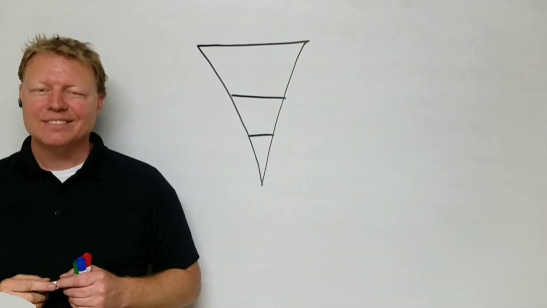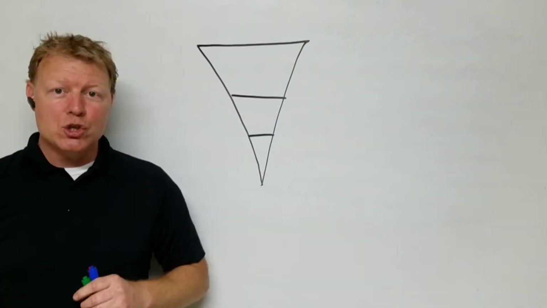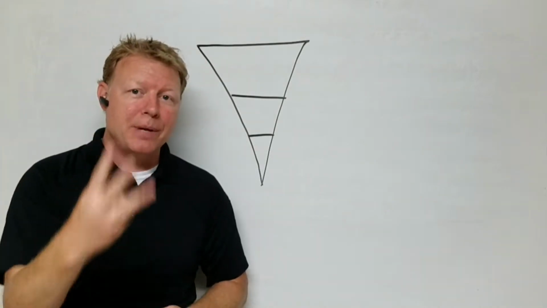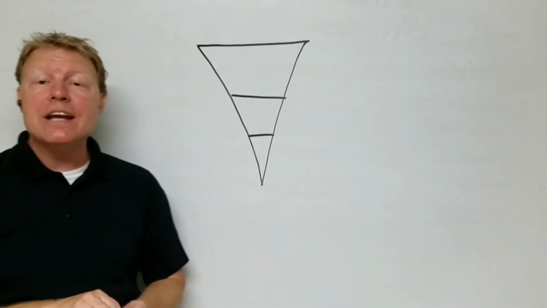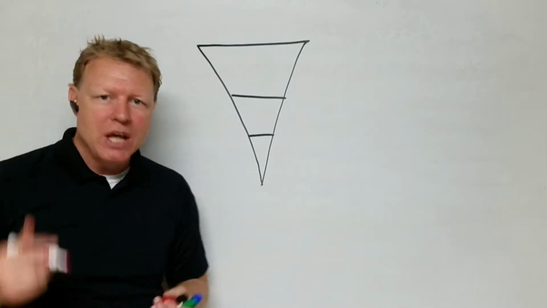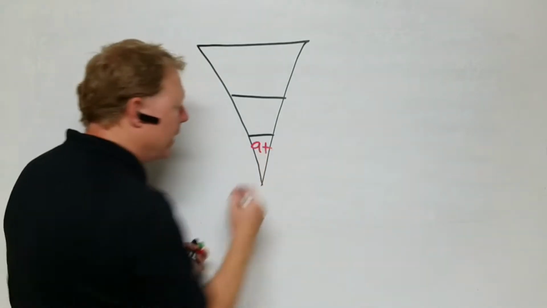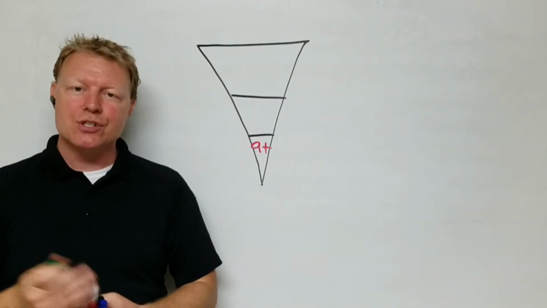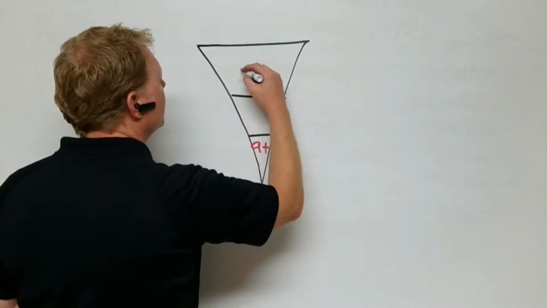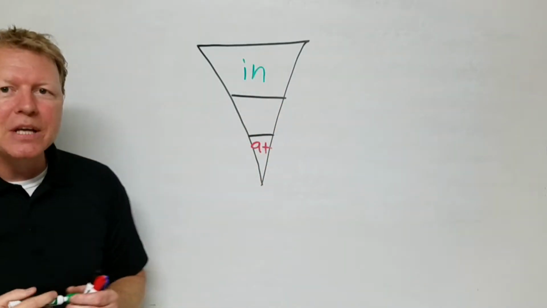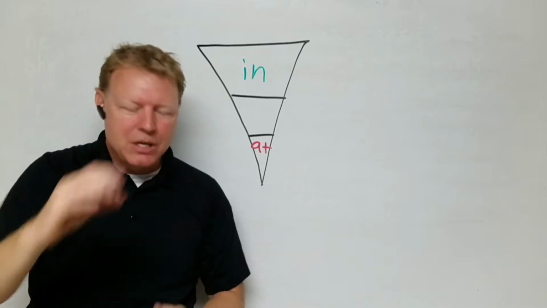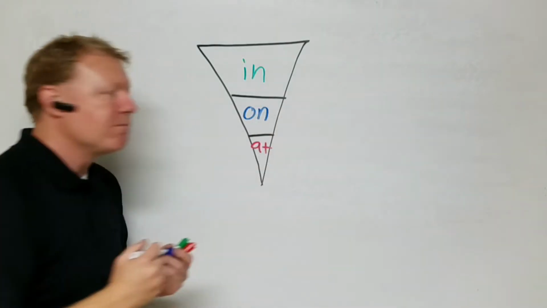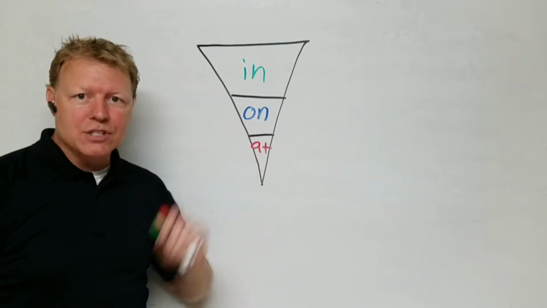So let's start with the triangle. Here we've got a triangle. You'll notice the triangle is divided into three pieces. One is the very smallest piece. That's going to be at. Okay? One is easily the largest piece, and that is in. And of course, the medium piece in the middle is on. Okay, this is our in, on, at triangle.